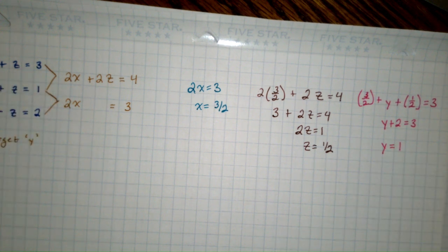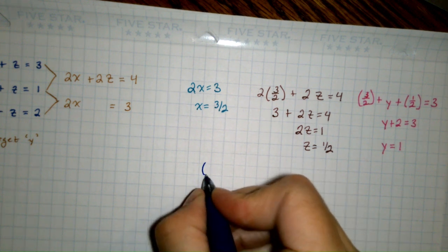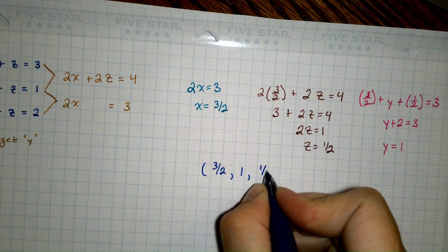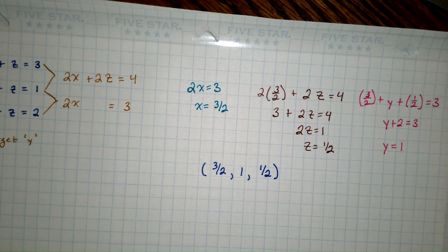So even though we organize them and solve for them in a weird order, we are going to put them together as an ordered triple in alphabetical order. So our x is going to come first, our y is going to come second, and our z is going to come third. Fractions are definitely okay answers.